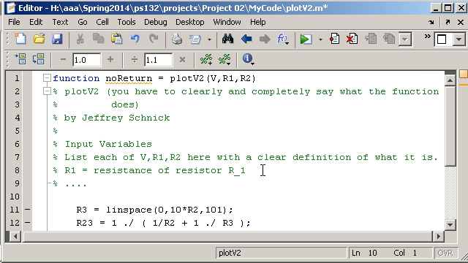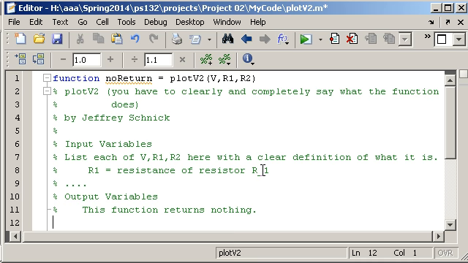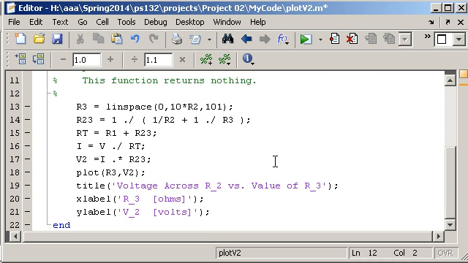And then percent output variables of this function. So it should probably be indented there for readability. Function returns nothing. And percent, and then attribution.